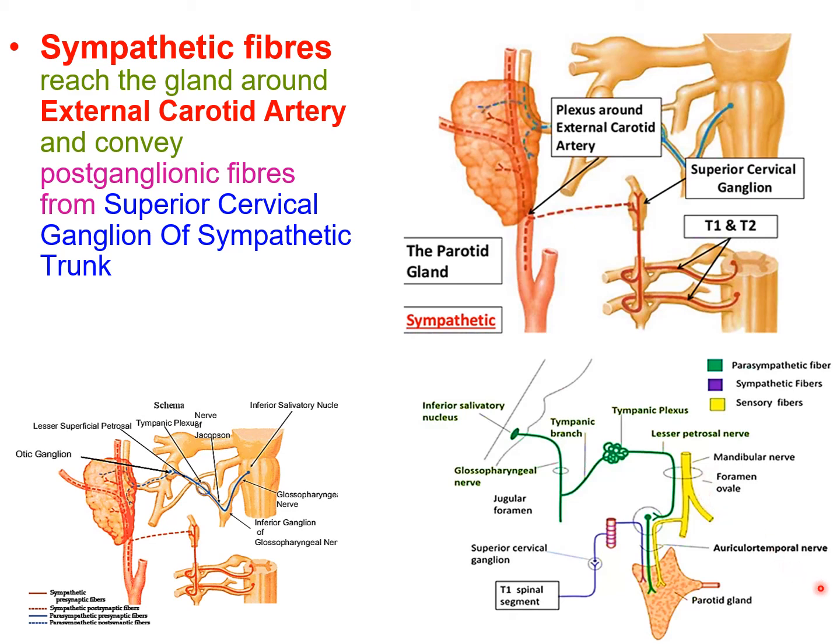A word about the development of parotid gland. It develops as an ectodermal furrow from the angle of primitive stomodium and grows laterally between the mandibular arch and its maxillary process.